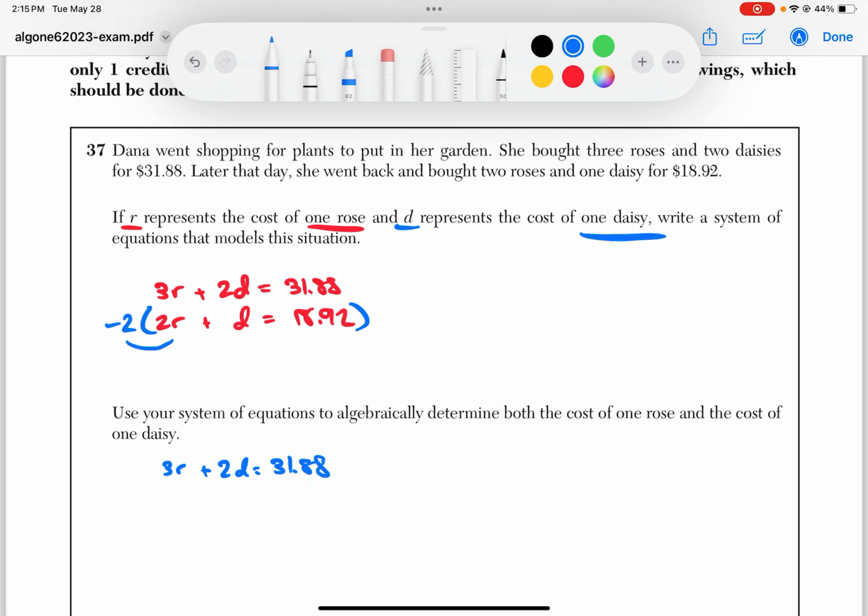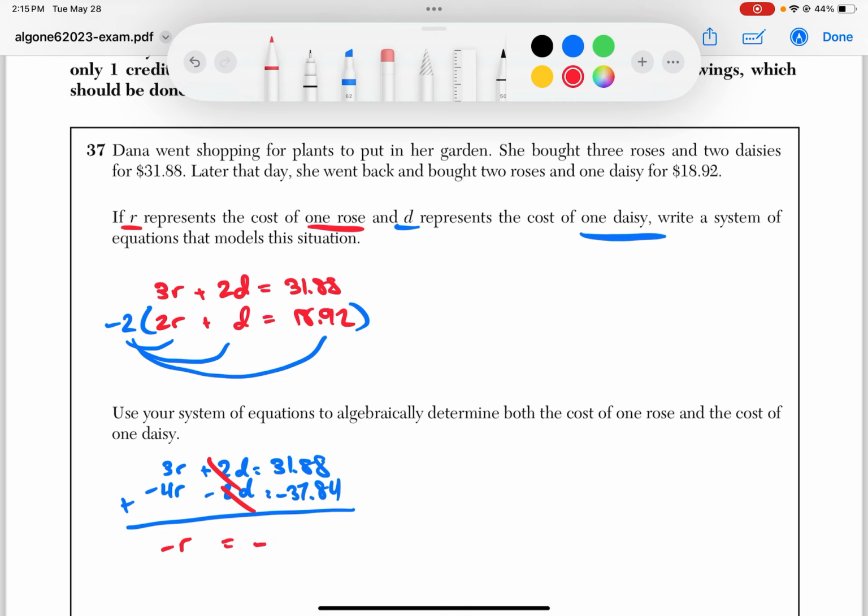Negative 2 times 2r is negative 4r. Negative 2 times d is minus 2d. And negative 2 times 18.92 is negative 37.84. And now I will add them together, knowing that the daisies will cancel. So 3r minus 4r is negative 1r. And 31.88 minus 37.84 is negative 5.96. And I just got to divide by negative 1 here. So r is 5.96.